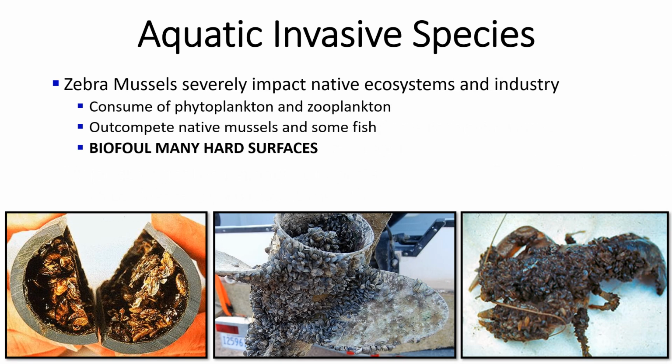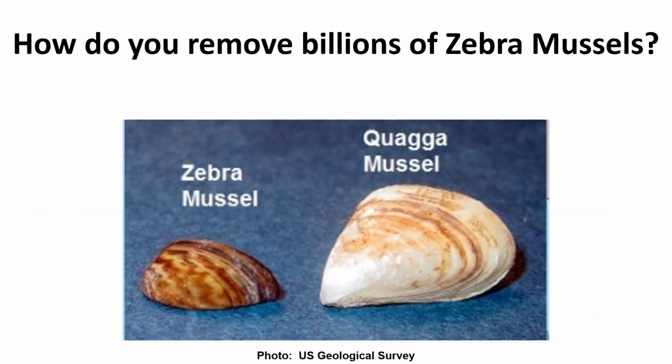So zebra mussels have a severe impact on native ecosystems and industry. They can biofoul a range of human and natural things. In this case, on the left, we see the intake pipes of a water treatment plant. We see the propeller of a boat, and then the establishment of zebra mussels on the surface of that crustacean. So it poses the question, how can one effectively and efficiently remove billions of zebra mussels from U.S.